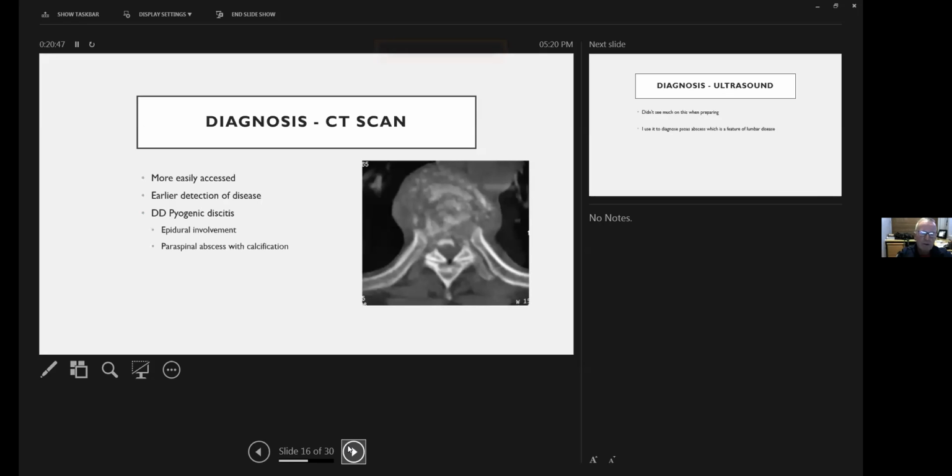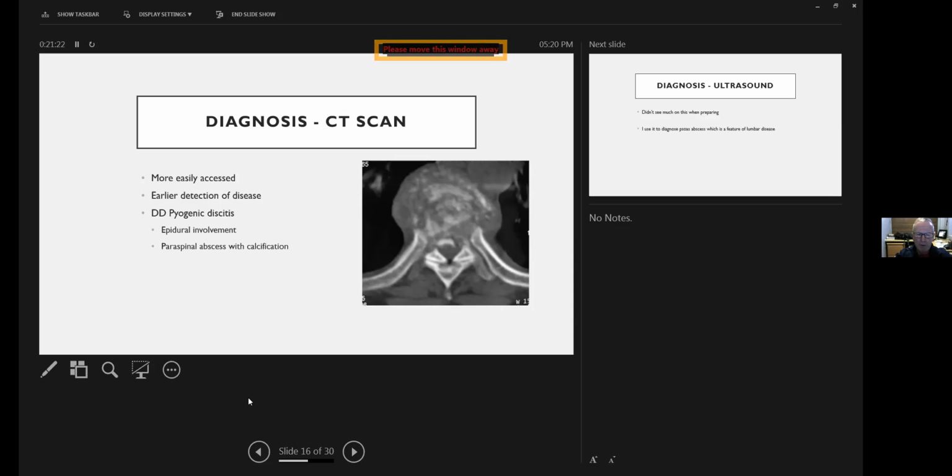CT scan, more easily accessed. Quite often I can get a CT scan done in my clinic on the day that the patient comes, whereas MRI, big deal, got to admit the patient, takes a week or two. So CT scan, obviously more easily accessed. For me, this picture was always an Aunt Minnie. I know my Aunt Minnie because I recognize her when I see her. So I recognize TB spine on a CT when I see it. But this epidural involvement with paraspinal abscess and this calcification is so typical of tuberculosis.